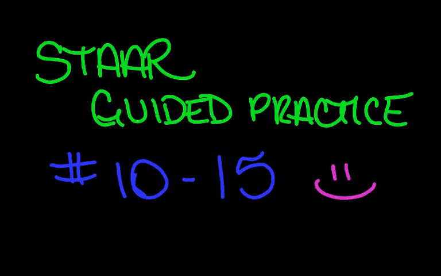This is STAAR guided practice numbers 10 through 15. Number 10 says, which equation represents a non-proportional linear relationship? For it to be proportional, just remember that it must pass through the origin. So write that real big.